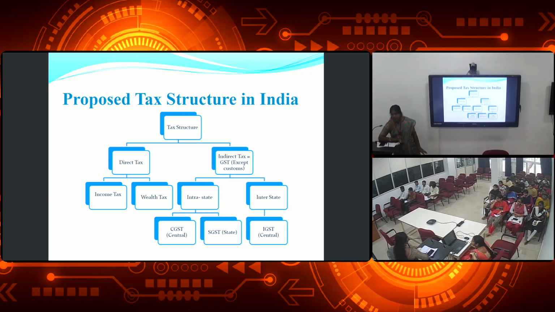Okay, so the GST which has been currently implemented works in two ways. One is intra, another one is called inter. In intra we have Central Goods and Service Tax and State Goods and Service Tax. Then in interstate it is called IGST. IGST is nothing but Integrated Goods and Service Tax.